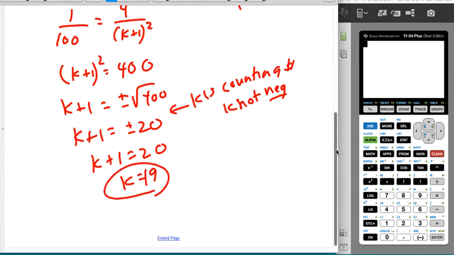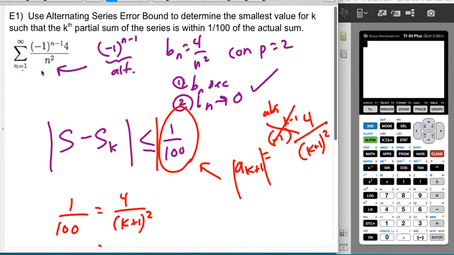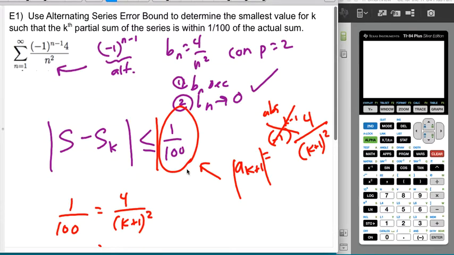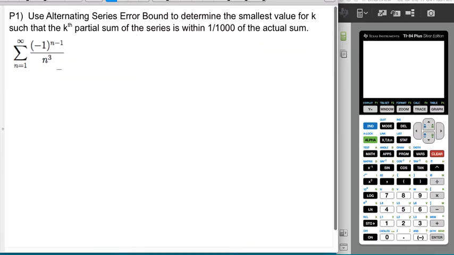So I would have to go 19 terms to get the error of this series to be within 1 over 100 of the actual sum. So again, what we're saying here is it's an alternating series, so the error has to be within 1 over 100. Well, the error is the same as whatever the next term is. So if I want the k terms in the sum, then I look at k plus 1, and that's the idea of how alternating series error bound works.